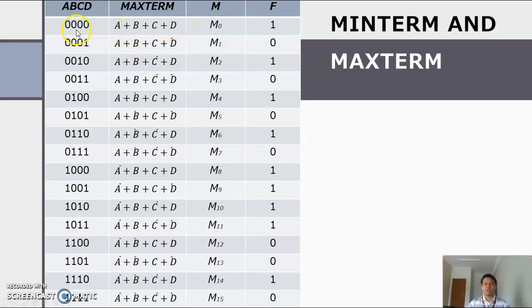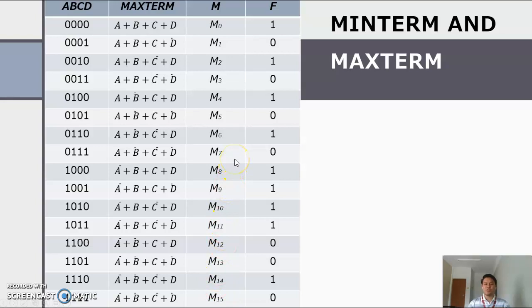There is a slight difference aside from being written in summation. Notice that when the input is 0, the term is written as plain, like A plus B plus C plus D. And when the input is 1, we have a bar above it. So when the input is 0, 0, 0, 1, the maxterm will be A plus B plus C plus not D, and it goes up until the final term. For the final term, which is input 1 1 1 1, we will have not A plus not B plus not C plus not D, and that is M15.